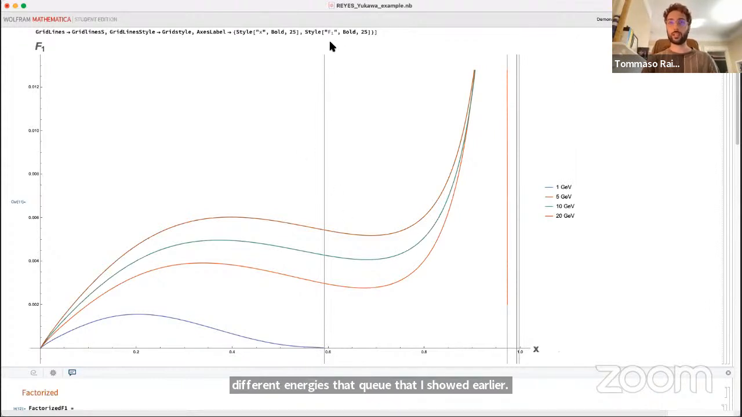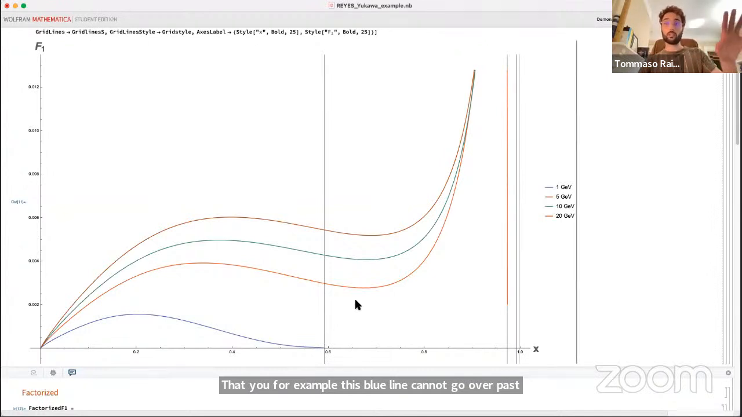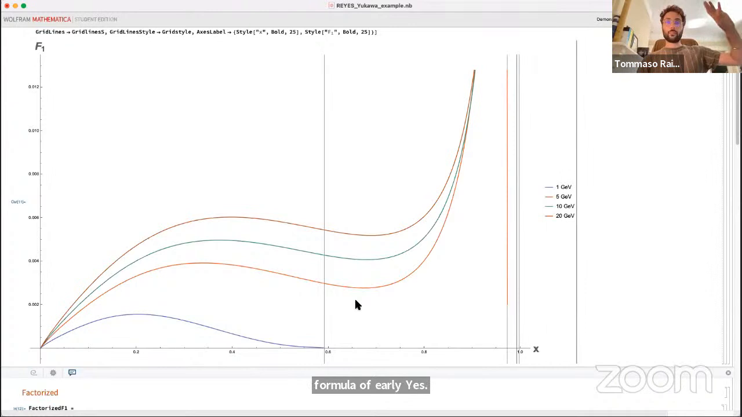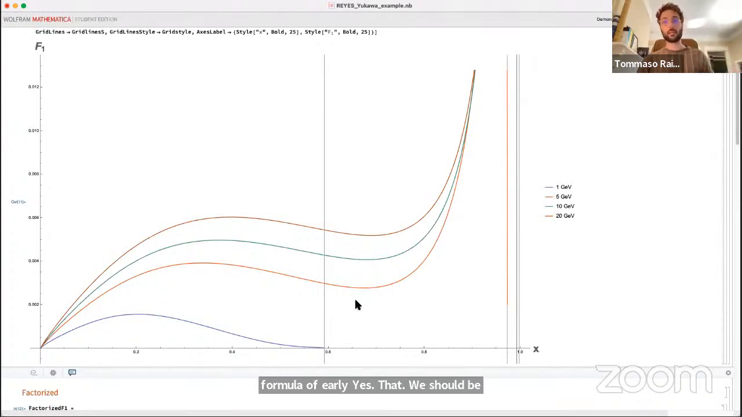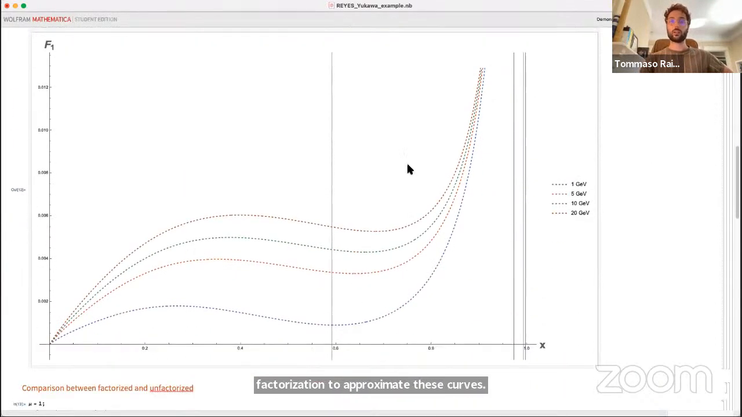This line here is just a kinematical cut, so that, for example, this blue line cannot go past this line. Now, this is doing exact calculations, okay? No factorization. The thing is that if you recall the formula from earlier, we should be able to use factorization to approximate these curves. And it turns out that if we do factorization, these curves look like this. These are the factorized curves, at the same energy for the same momentum fraction. However, you see now that I've left out the kinematical upper cut.